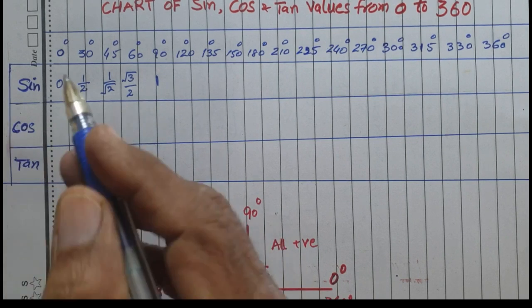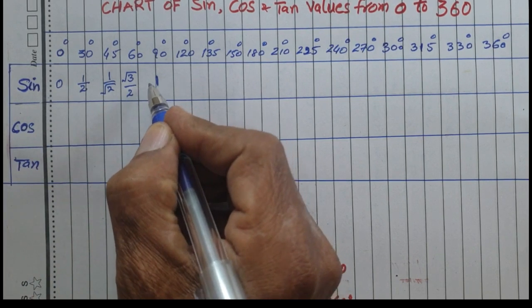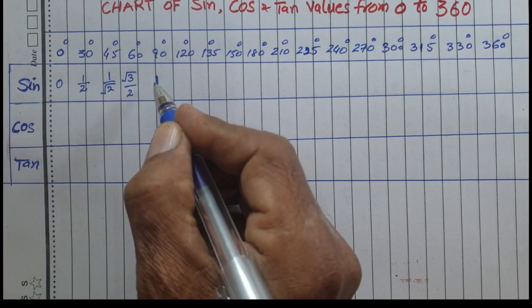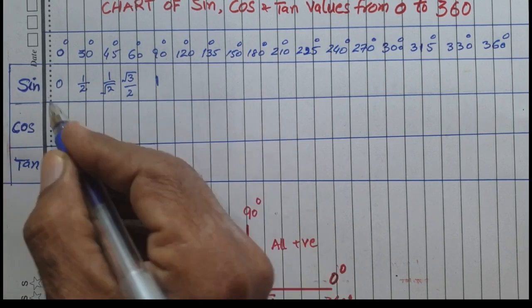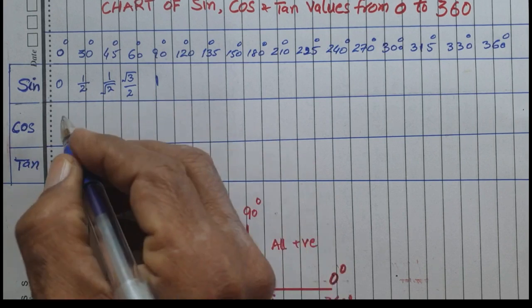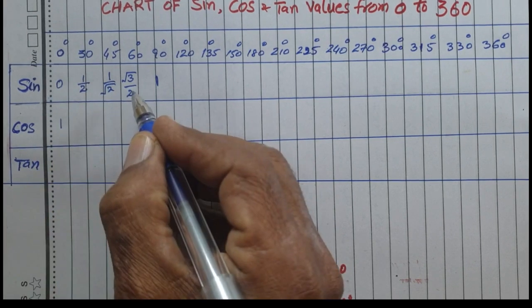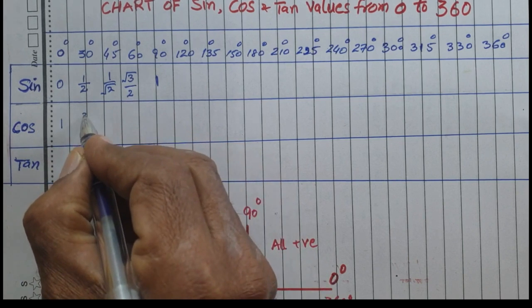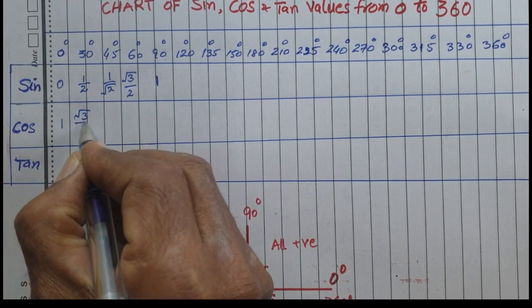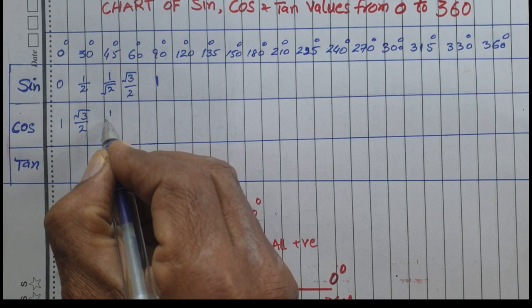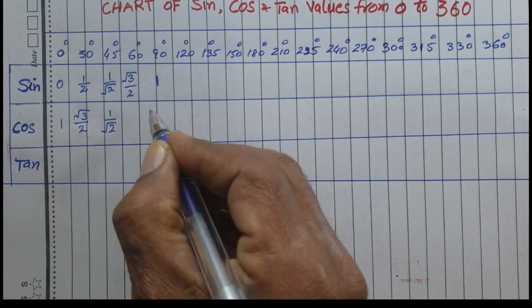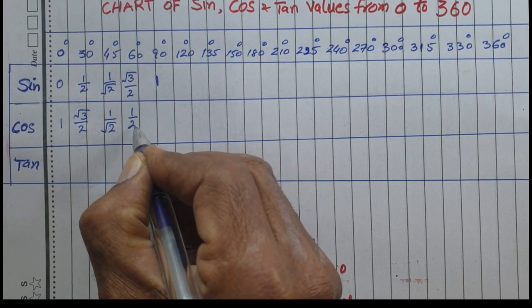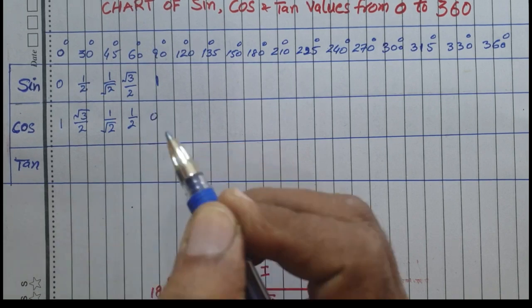For cos, up to 90 degrees I have written the values for sine. For the value of cos, you start from here in the reverse way. Cos 0 is 1. Cos 30 is under root 3 by 2. Cos 45 is 1 by under root 2. Cos 60 is 1 by 2, and cos 90 is 0.